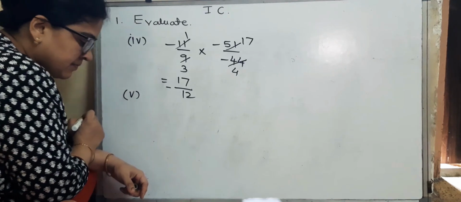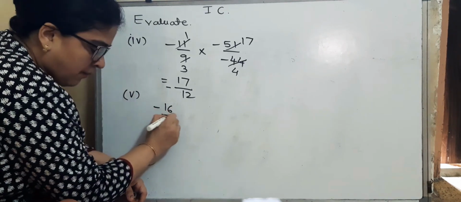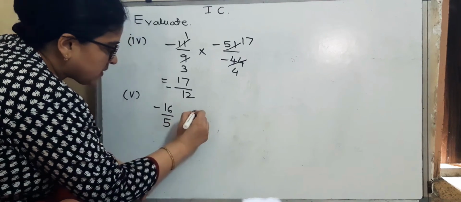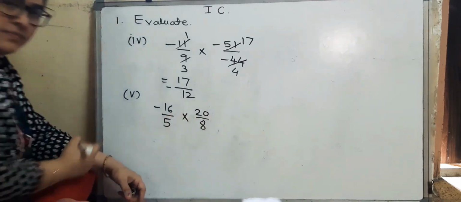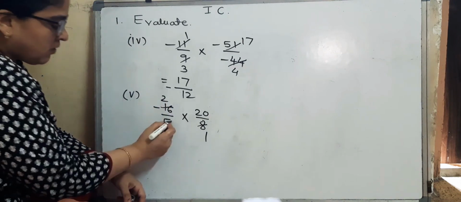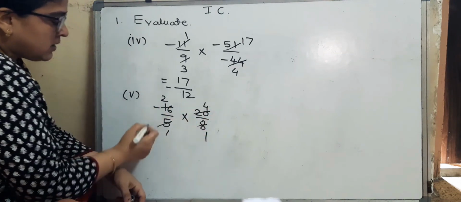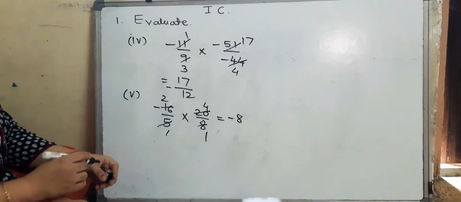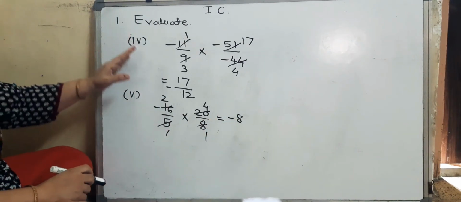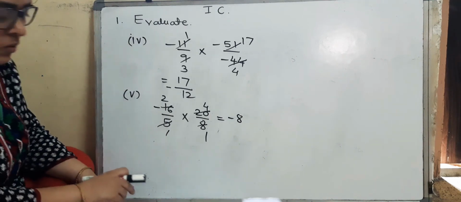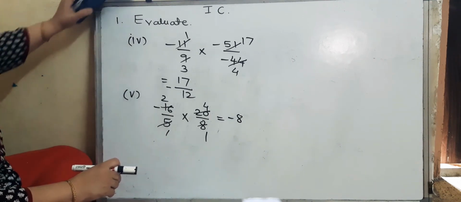Fifth sum, minus 16 upon 5 multiplied by 20 upon 8. Again same, 8 ones are 8, 8 twos are 16, 5 ones are 5, 5 fours are 20. The answer is 4 twos are 8, minus 8 is the answer. So this is the first question. We completed the first question. Now move on to second question.